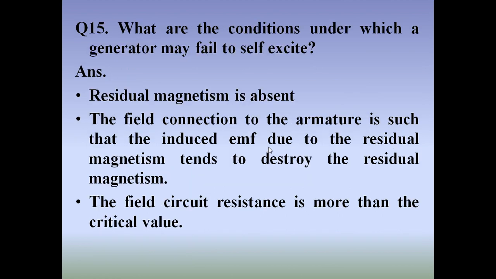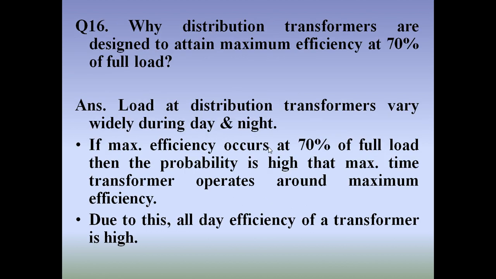Question number 15. What are the conditions under which a generator may fail to self-excite? The main conditions are: first, residual magnetism is absent; second, the field connection to the armature is such that the induced EMF due to the residual magnetism tends to destroy the residual magnetism; and third, the field circuit resistance is more than the critical value.